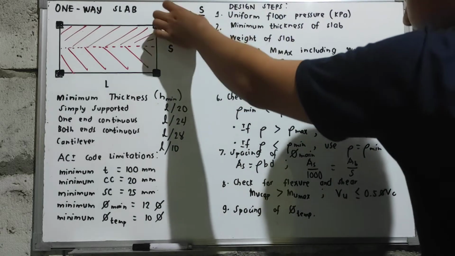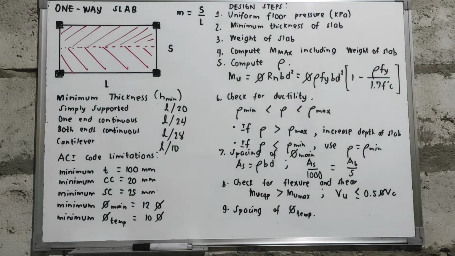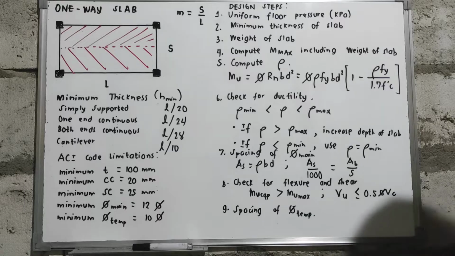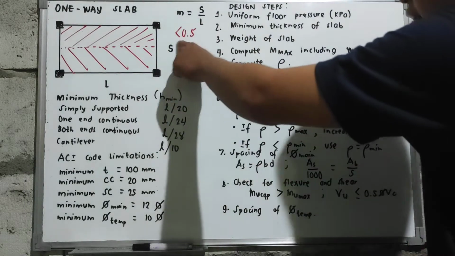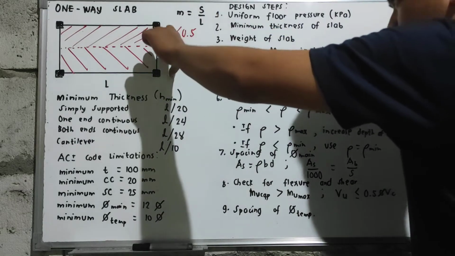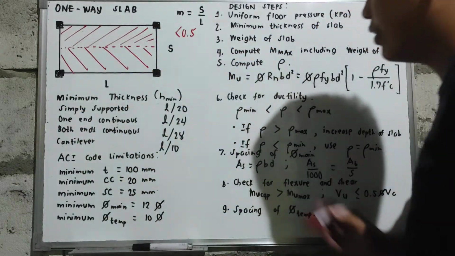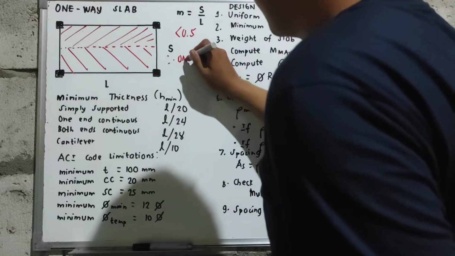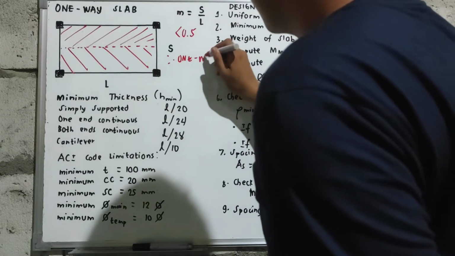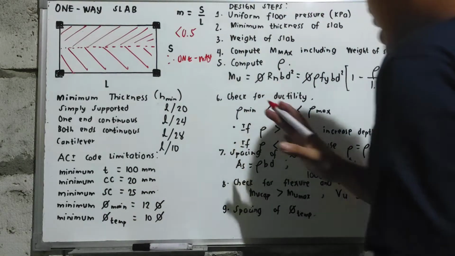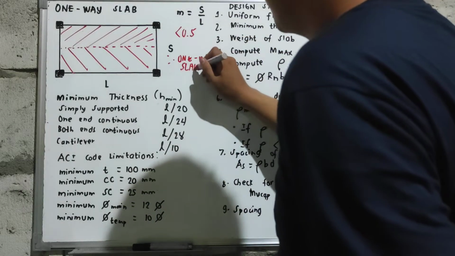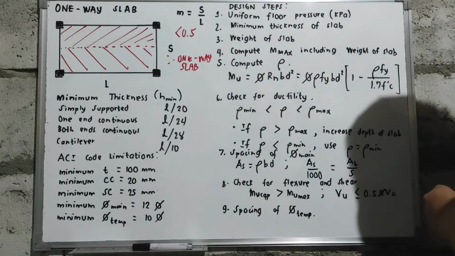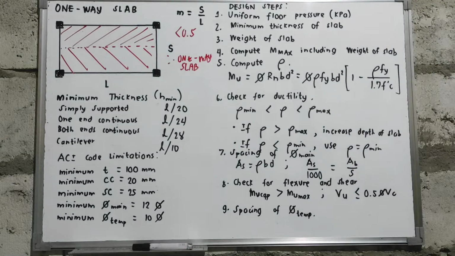So, para masabi natin na one-way yung slab natin, kung kukunin natin yung ratio ng shorter span to the longer span, dapat that must be less than the value of 0.5. If that is less, therefore, one-way slab tayo. If that is greater than or equal, two-way slab naman yun. But for now, let us discuss first yung one-way slab natin.